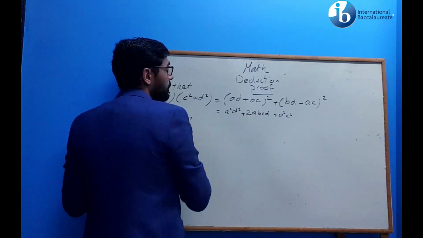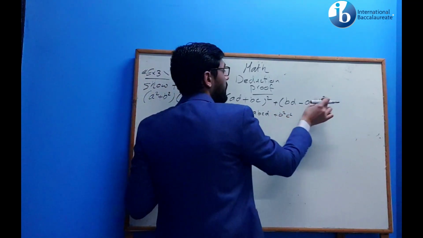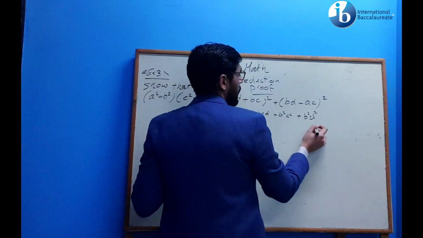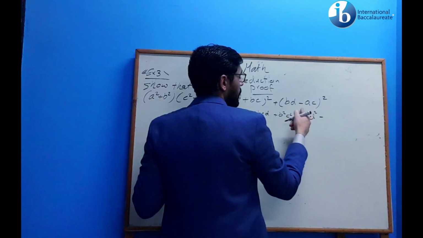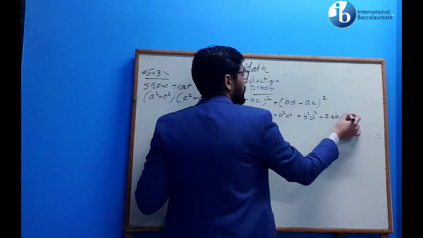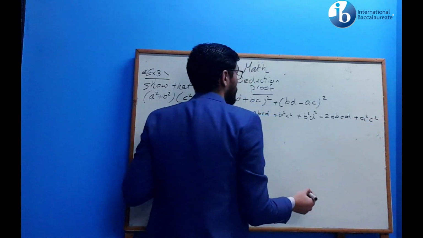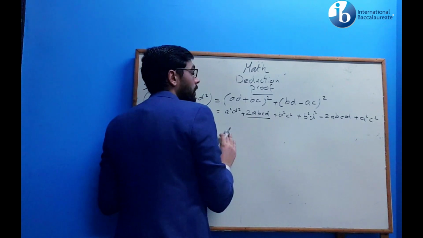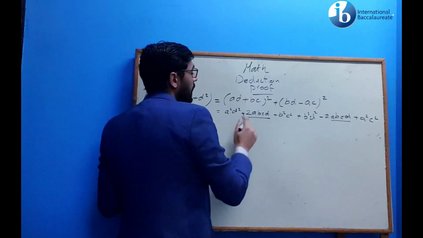Then after that, this is the first part. What about the second one? Here we have (bd) squared, then b squared d squared, minus the sign of the middle term, and after that negative 2abcd, and after that plus a squared c squared. Let's arrange this mess. This part is represented by 2abcd and this part by negative 2abcd. We are going to cancel both of them.